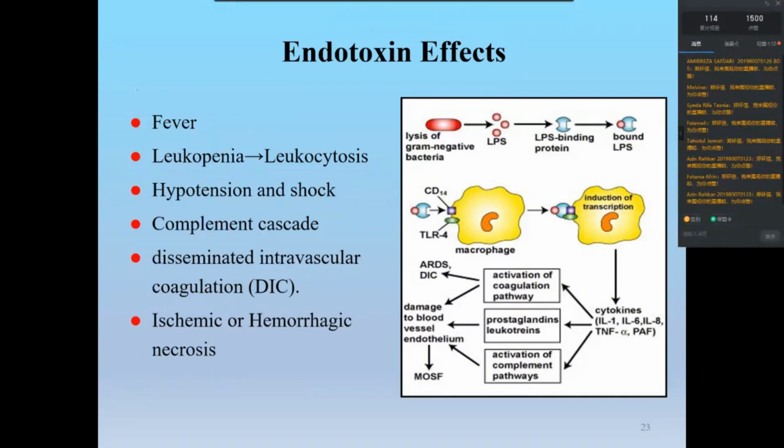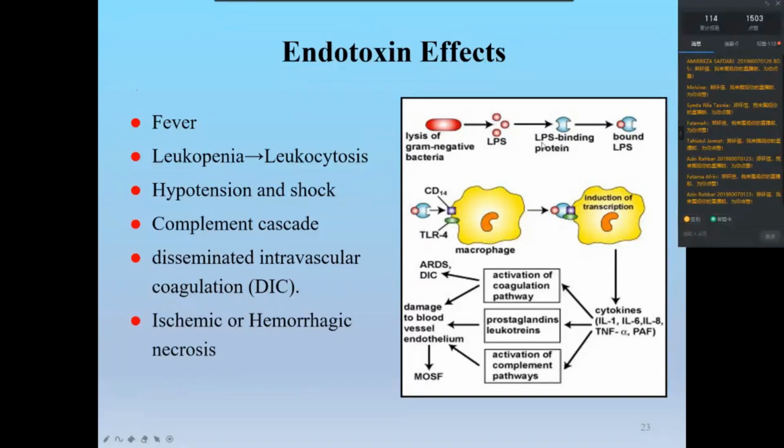Endotoxin effects include fever and also leukocytosis, hypotension and shock, complement cascade, DIC, and also other problems. The procedure for the endotoxin to affect human cells is shown in this picture. We can see that this is a gram-negative bacterium. And when this bacterium dies, it will get lysed. And the lysis of this cell will release LPS molecules.